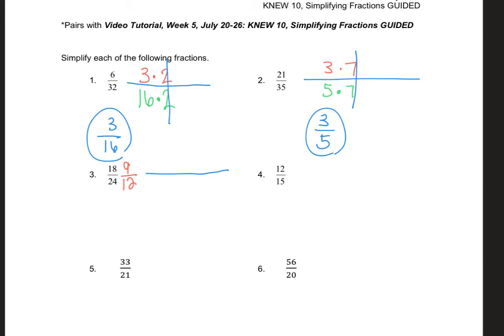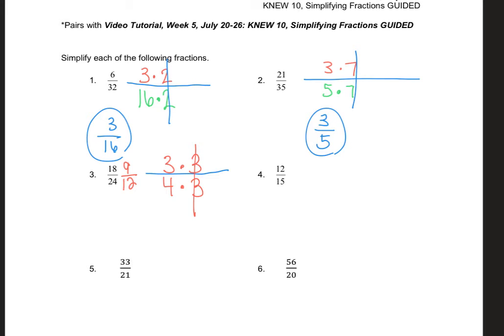And now I can do the same thing I did in the first two. I get 3 times 3 on the top. I get 4 times 3 on the bottom. I can only go 1 for 1 with my factors, like canceling or dividing to 1. So I can't cross out both of the 3's on top.